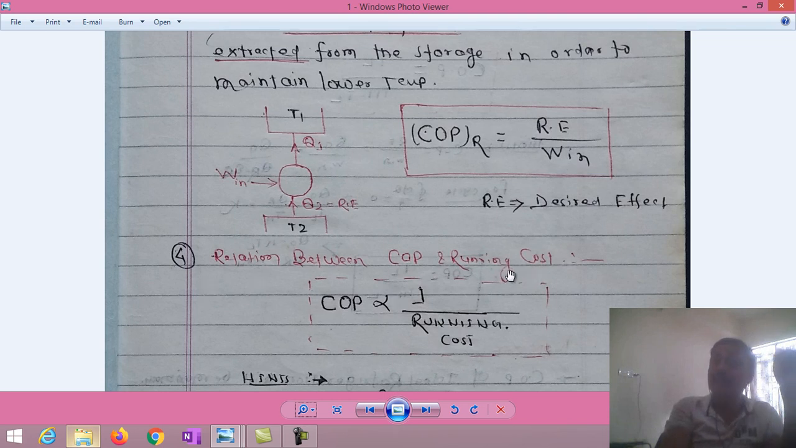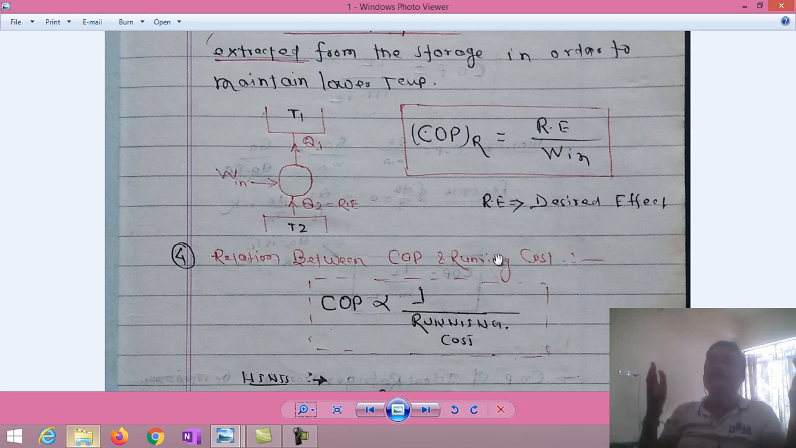Because if a refrigerator runs 10 hours, that means you have to supply electrical power for 10 hours. It will consume electricity for 10 hours. If a person runs the refrigerator only for 2 hours, he is supplying electrical power only for 2 hours. In that condition, the running cost will be less.